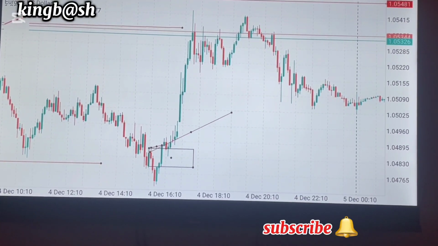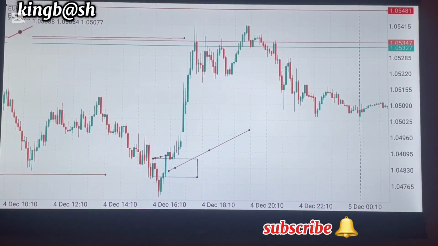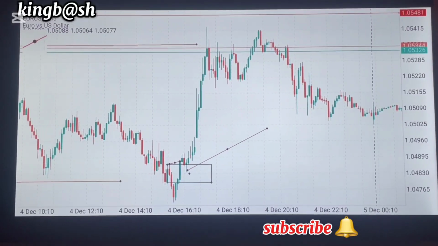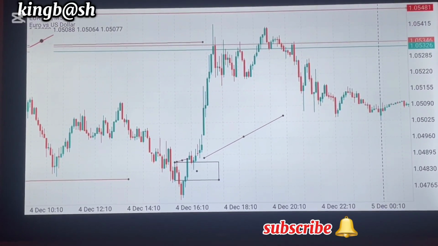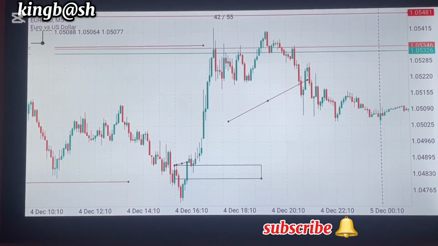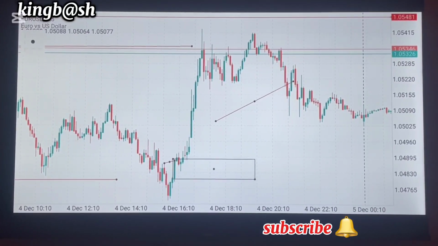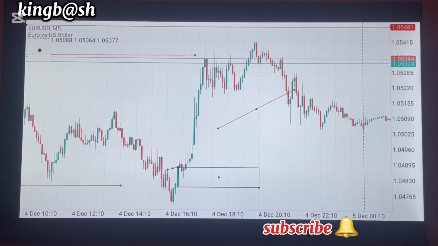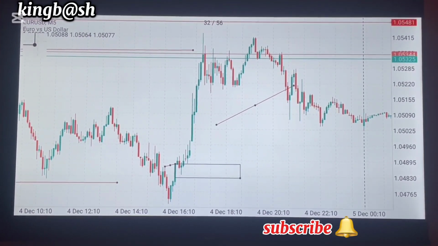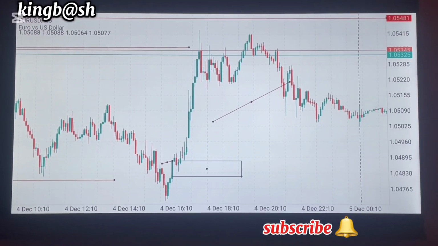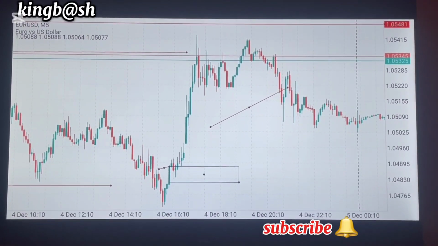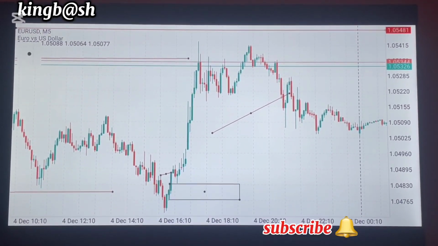Because you see, there is a breaker block here. So when price comes here, you can take your buy here. Then apart from that, there is also an imbalance here. You can see between this candle here and this candle here, they did not meet. This is also another area you can put your trade.